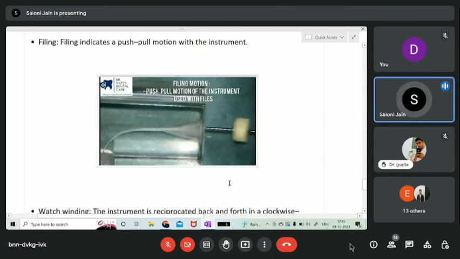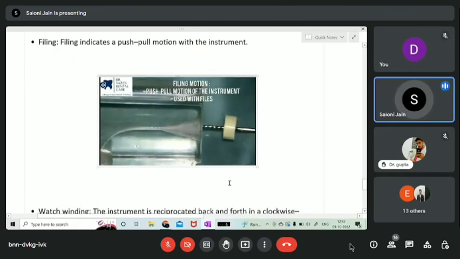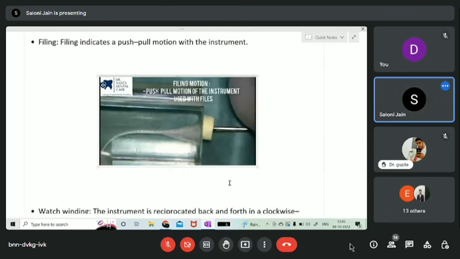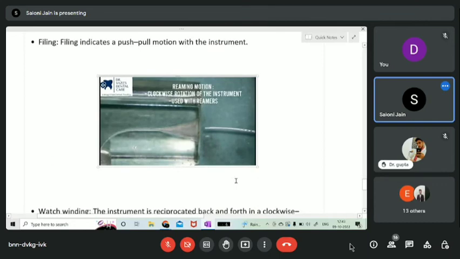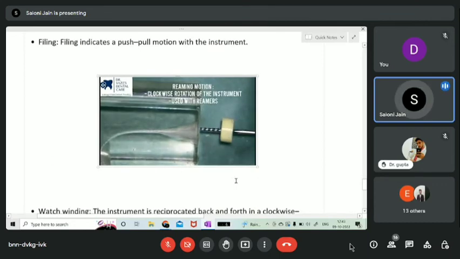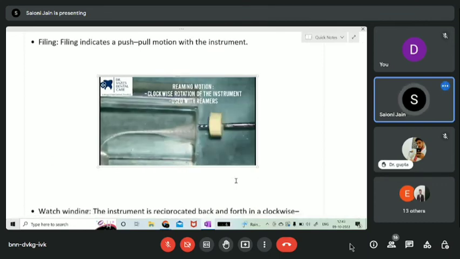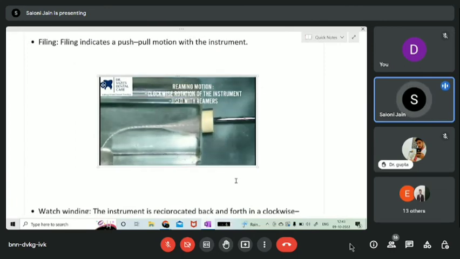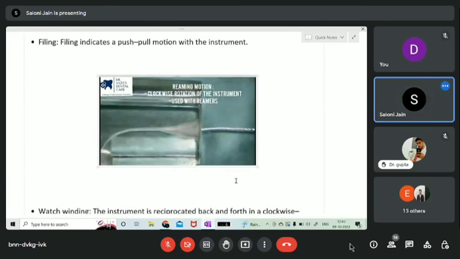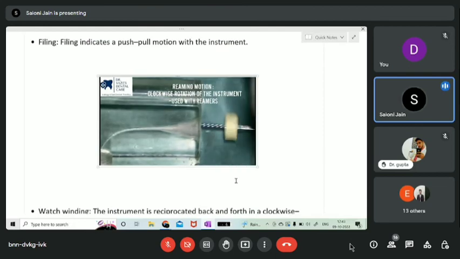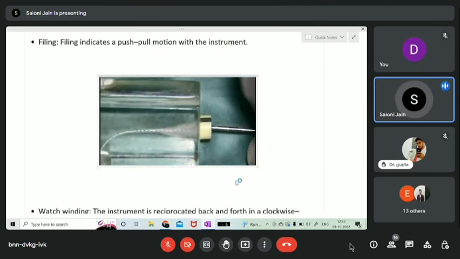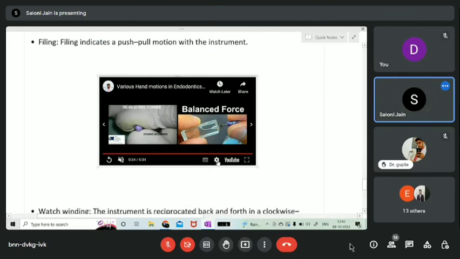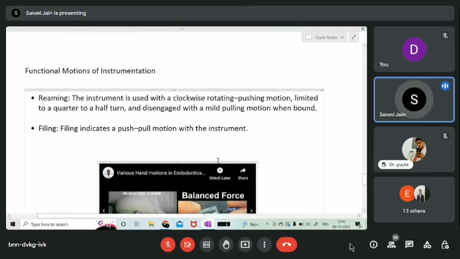So firstly they are showing the filing motion, that is nothing but a push and pull motion. And then they are showing the reaming motion. That is, you engage with a clockwise rotation and then you disengage. You engage the file, you provide a clockwise motion or rotation inside, and then you disengage. So that is basically a reaming and a filing motion.